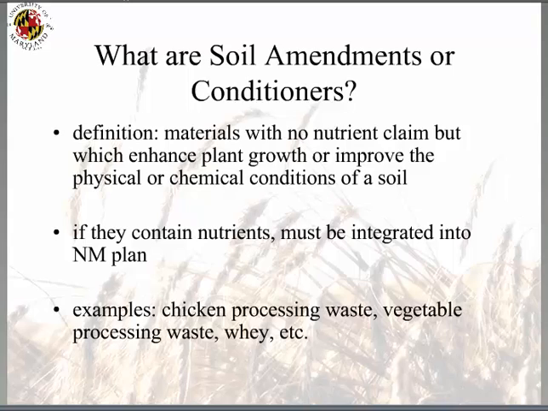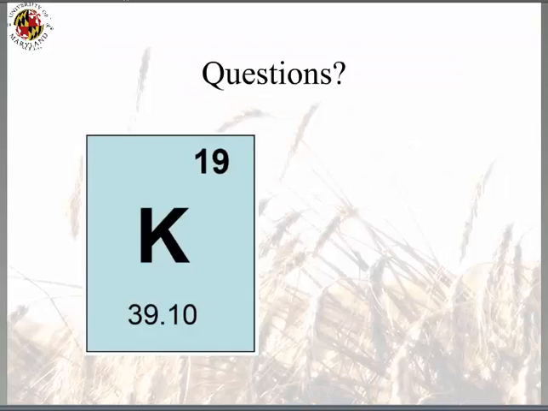And you can't just say, well, I'm not using it for its nutrient content. It's a conditioner. Okay? That's not going to cut it. If it has nutrient content, you need to integrate it into your nutrient management plan just like you'd integrate a manure or another kind of organic waste into your nutrient management plan. Okay? So we've breezed through fertilizer and liming materials. Are there any questions?